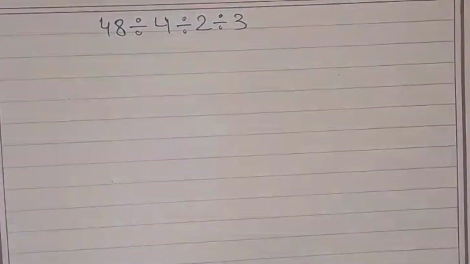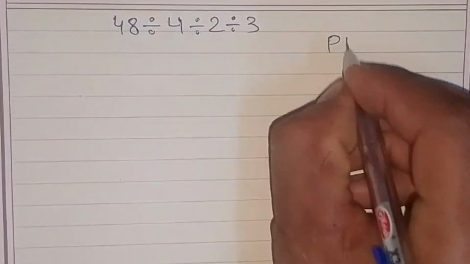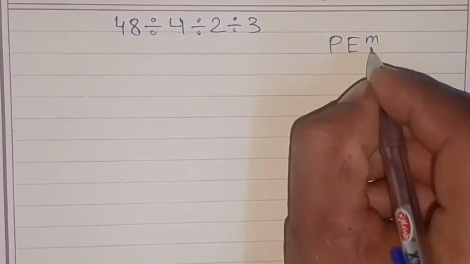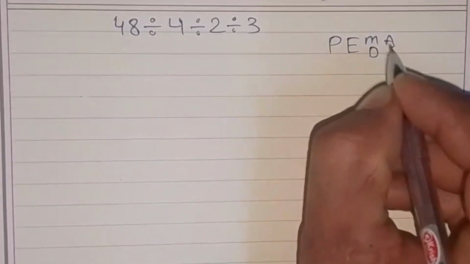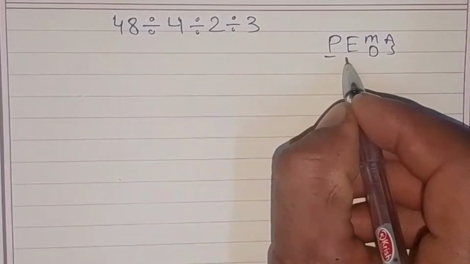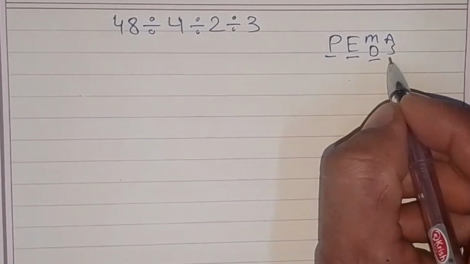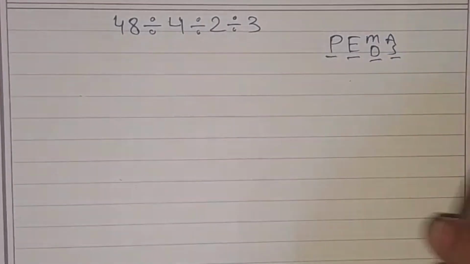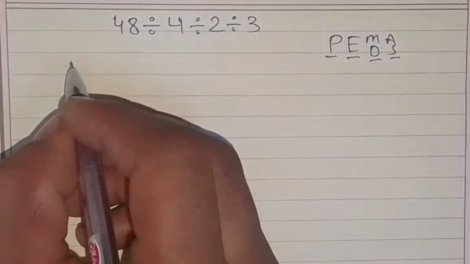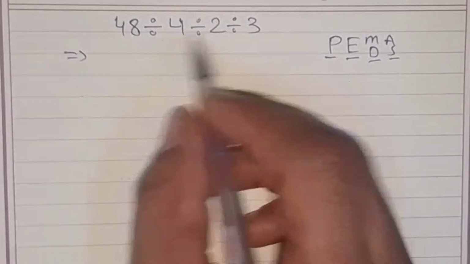Today we find the value of this fraction. Now we solve by the rules of mathematics, PEMDAS. According to PEMDAS rules, first we solve parentheses, then exponent, then multiplication and division, and then addition and subtraction. So first we know that if we have more than one division, we solve from left to right.